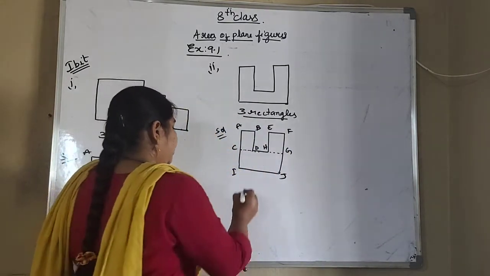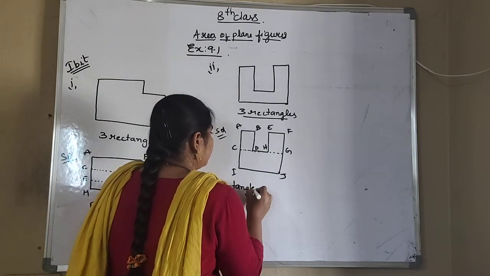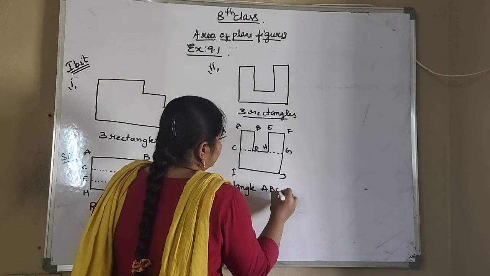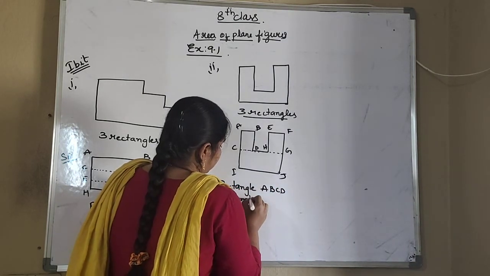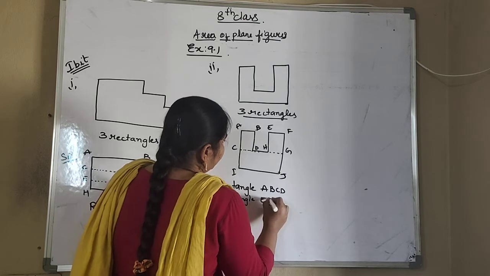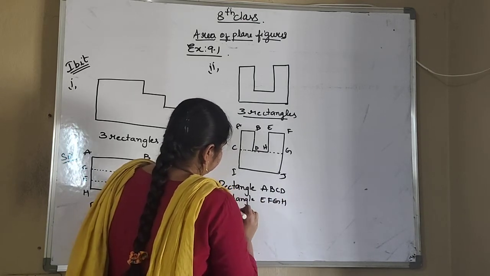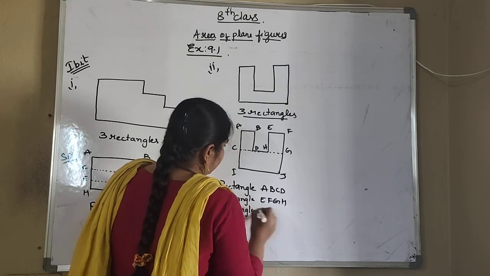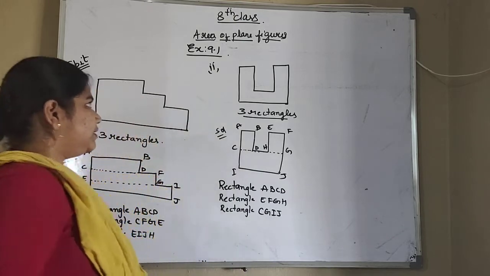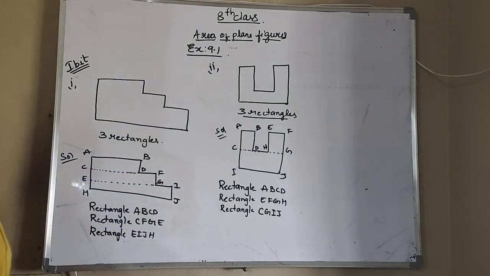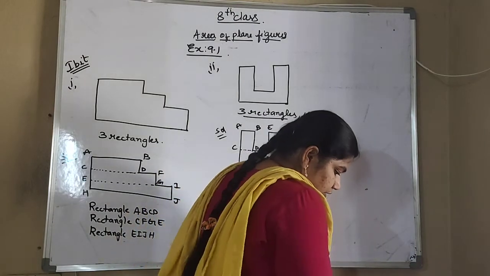Now what are the rectangles? First rectangle is A, B, C, D. Second rectangle is E, F, G, H, and third rectangle is C, G, I, J. So these are the three rectangles. The second figure also we have divided into the form of three rectangles. Now the third figure.